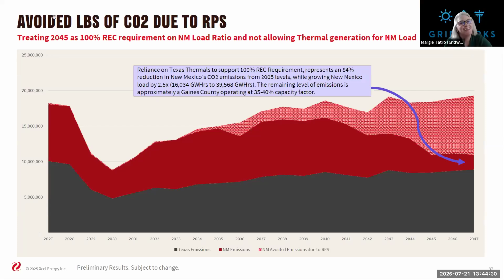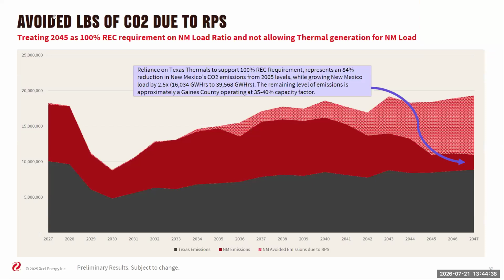Okay, a couple of things I wanted to highlight here. In this scenario, we are indicating this is an incremental cost increase, but it does make significant improvements and reductions in overall carbon emissions. That RPS constraint makes a significant reduction.